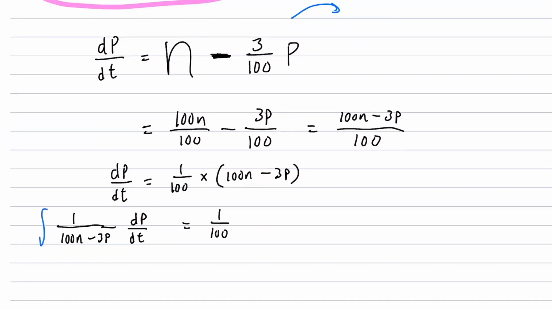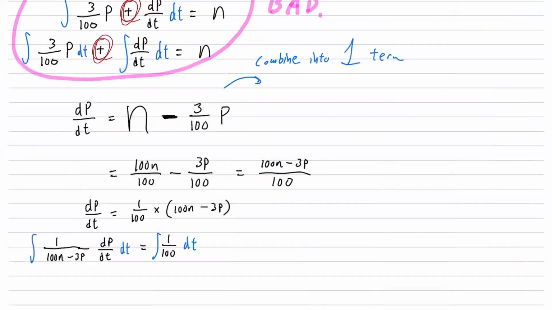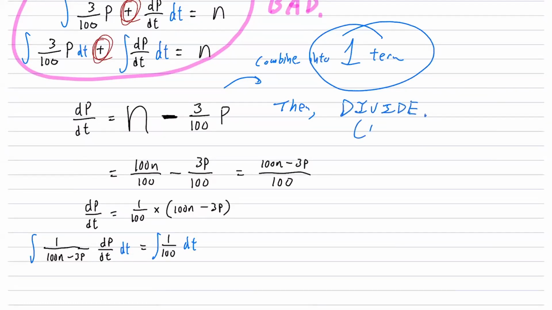Then standard procedure, I think you know how to proceed already. Yeah. So the trick here is combine into one term. Then divide. Never plus or minus. Not plus, not minus. Okay, then divide. Divide by what? Here in this case, I divided by, maybe I should write down, divide by 100n minus 3p.